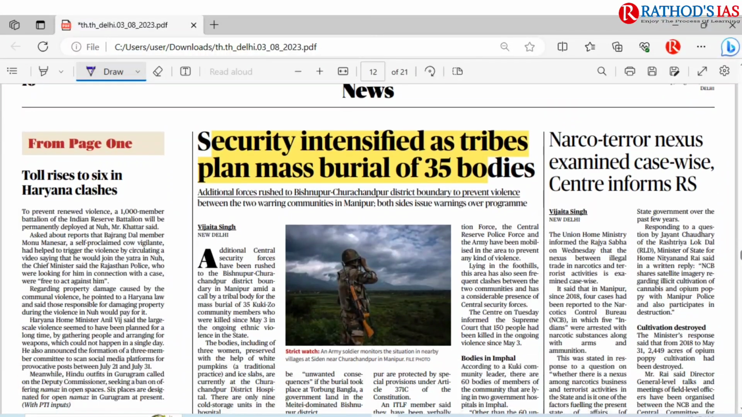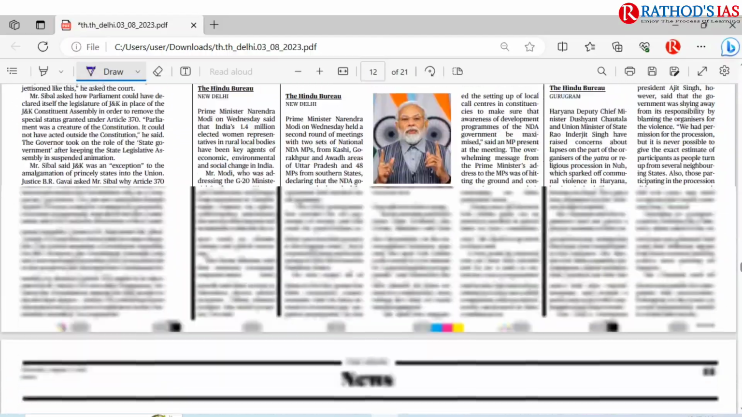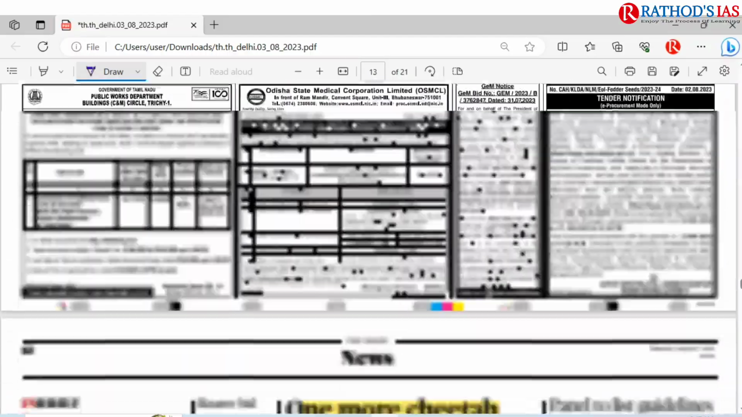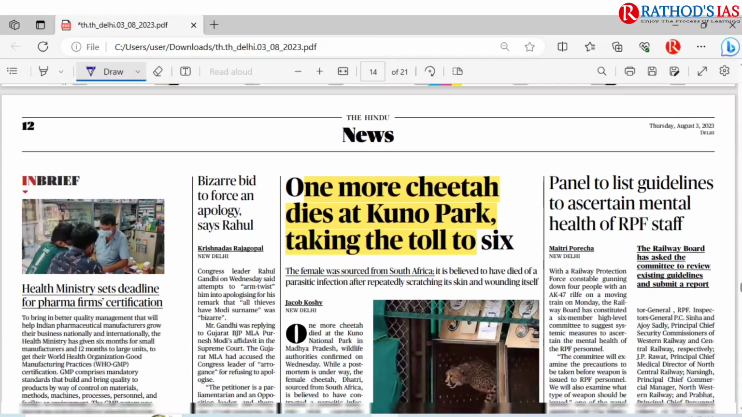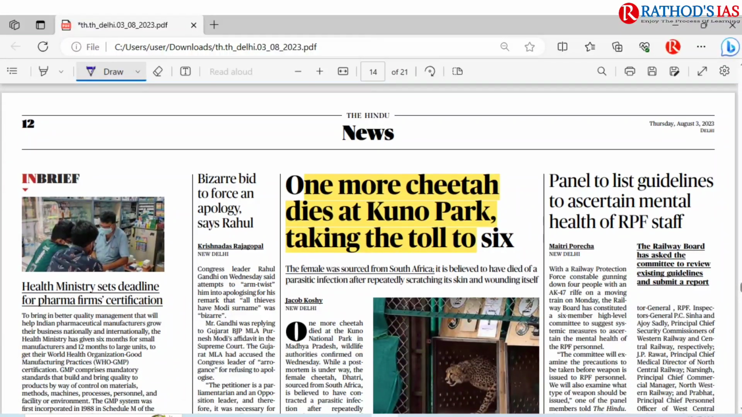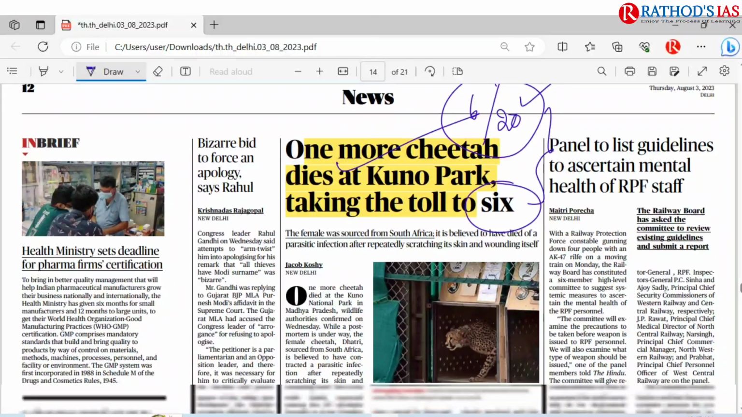And in this news page you can see security intensified as tribes plan mass burial of 35 bodies. So this is also very important, go through this once. And if you move on, most of the articles in today's newspaper are political articles. And one interesting thing here is one more cheetah died in Kuno National Park. So the total here is 6. Out of 20 cheetahs we got 6 died, and we have to see how many will remain in future.